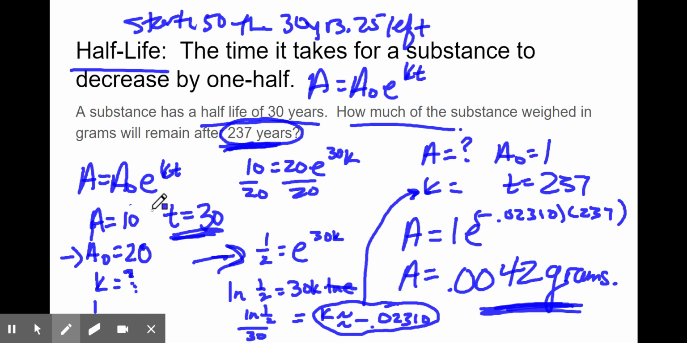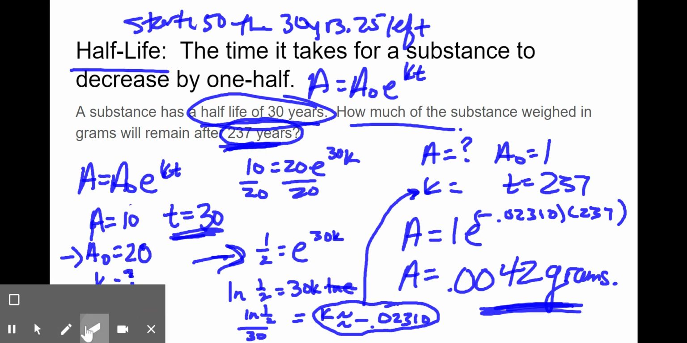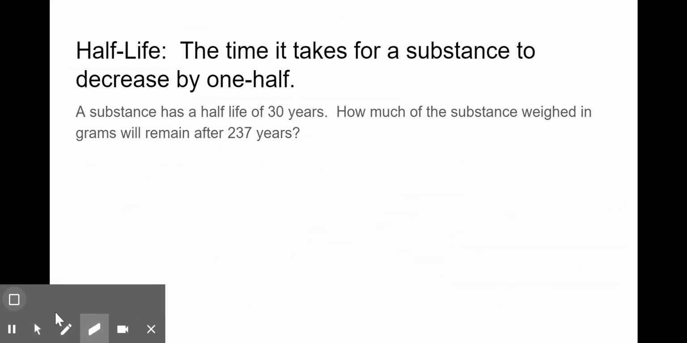Now, half-life isn't always 30 years. Could be any number of years. It depends on the problem. And that's how you would do a half-life problem. So again, in summary, for these problems, the first thing you do is find K. Use your information to find K. Then use K and the information to figure out what it is that you want. And that's pretty much all there is to it.